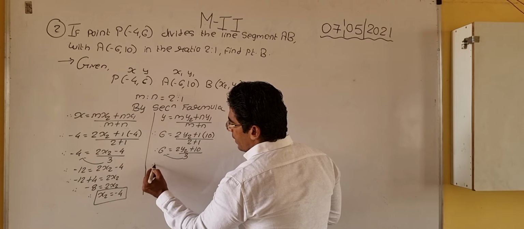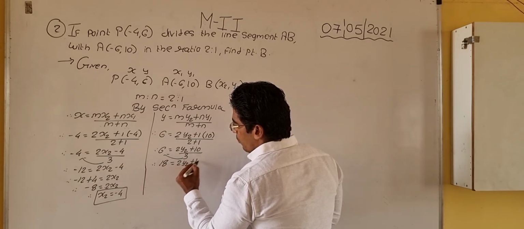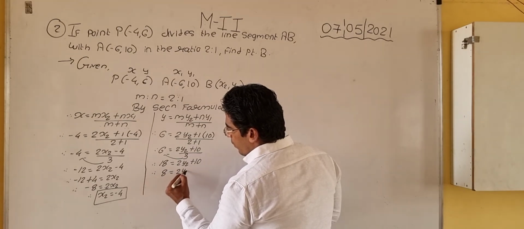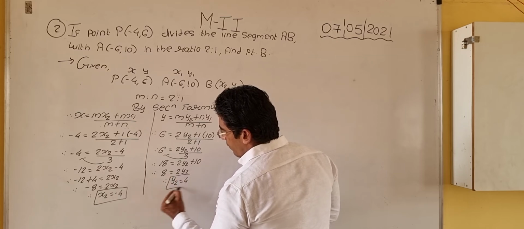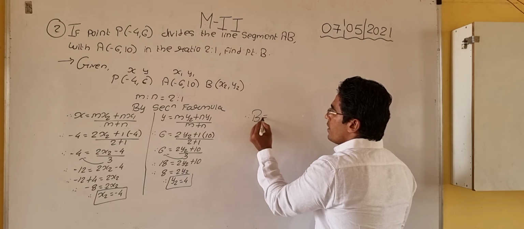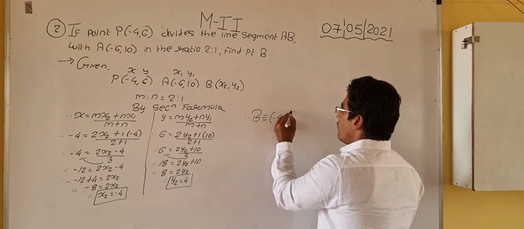3 will get multiplied here. 6 3s are 18 is equal to 2y2 plus 10. 10 will get subtracted. 8 is equal to 2y2. Therefore I can say y2 is equal to 4. I got the value of x2, I got the value of y2. Therefore my B is minus 4 comma 4.